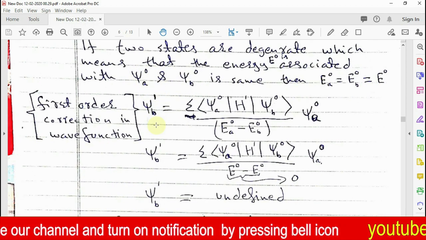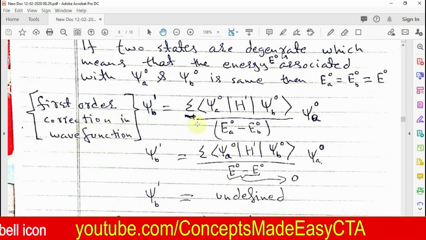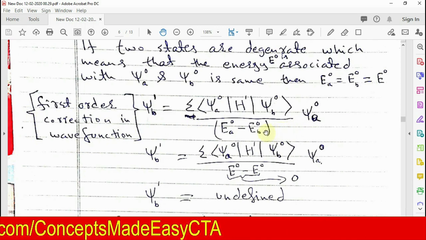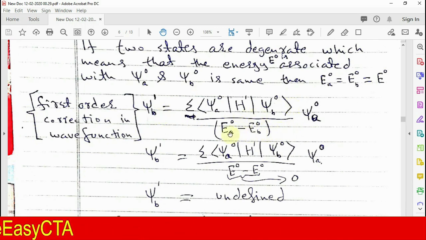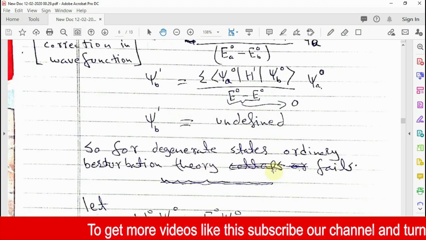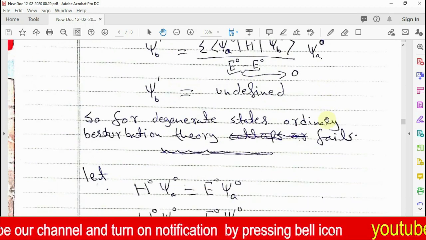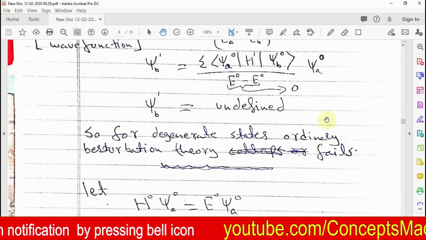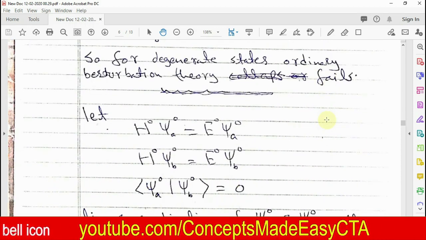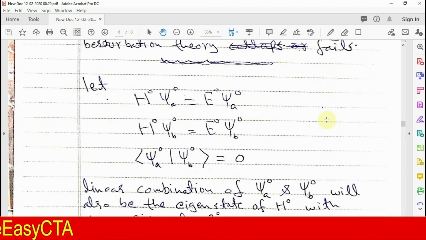If we look at the first order correction in the wave function formula, we will see that these two energies, E_A and E_B, will be equal, and this denominator term will go to 0, and this whole thing will be undefined. So for degenerate states, ordinary perturbation theory fails, and we have to develop something new to discuss perturbation in the case of degeneracy.